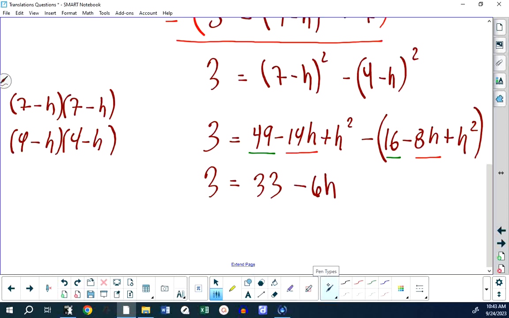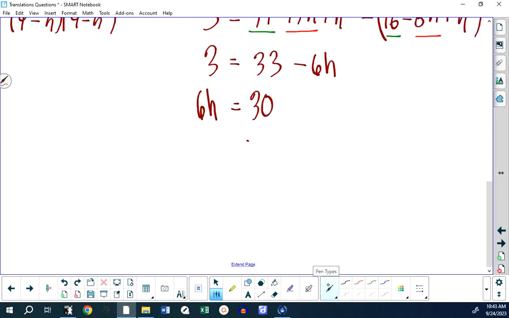We catch a lucky break there, because if h squared didn't go away, we would have a quadratic equation. And this is a lot simpler with a linear result. I can add 6h to both sides. Well, 6h, I misspoke there. And subtract 3. So I get 6h equals 30. Dividing both sides by 6, I get h is equal to 5.